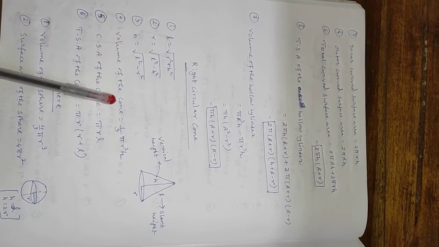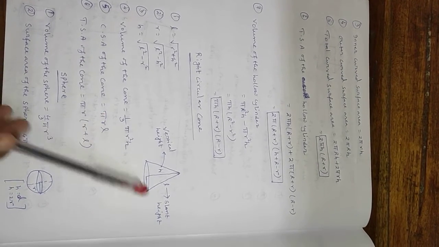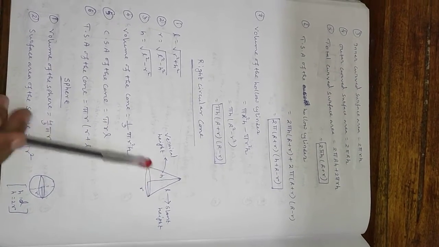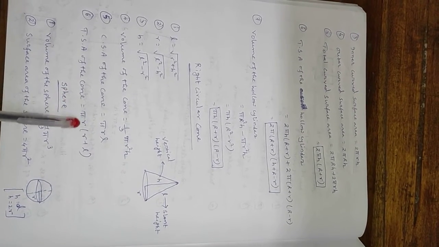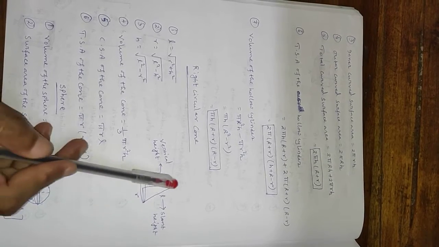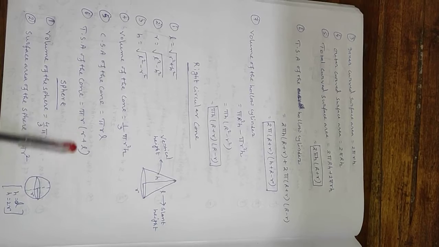Number 4, volume of the cone, 1 by 3 pi r square h. Number 5, CSA of the cone. CSA means without this circle, only this portion, that is pi r l, and TSA of the cone, pi r into (r plus l). TSA means this curved surface including this circle. That's why formula is coming pi r into (r plus l).